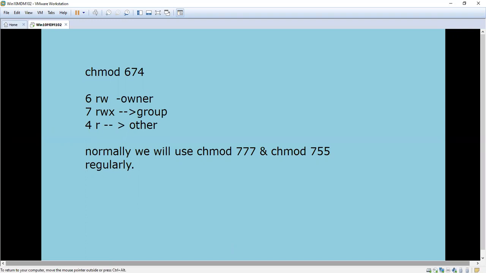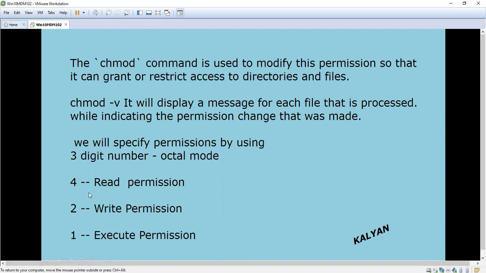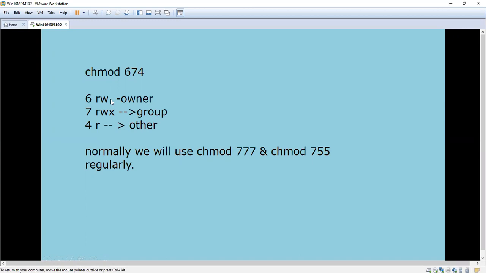How we are arriving at this 7, I will explain a little bit, then you can easily understand. Based on the octal number 674, here 4 and 2 mean read and write, 4 plus 2. I will show that in the notepad so that you can easily understand.